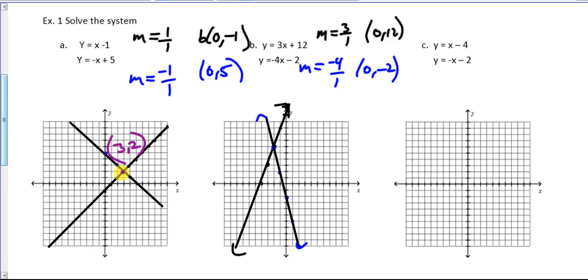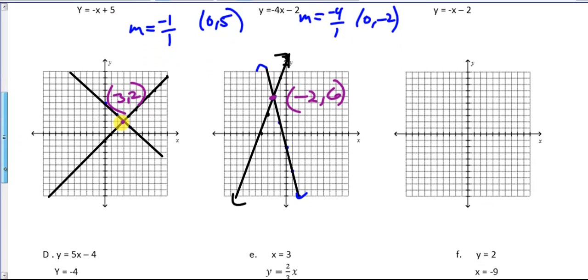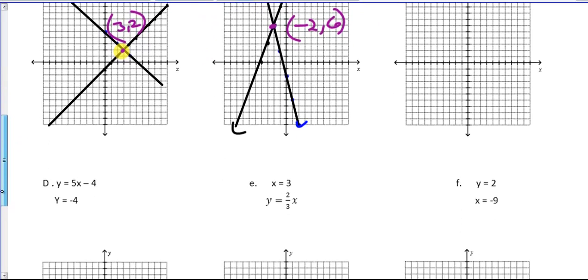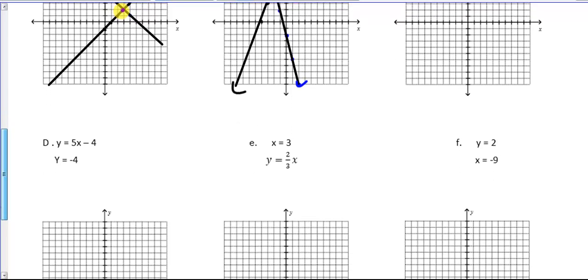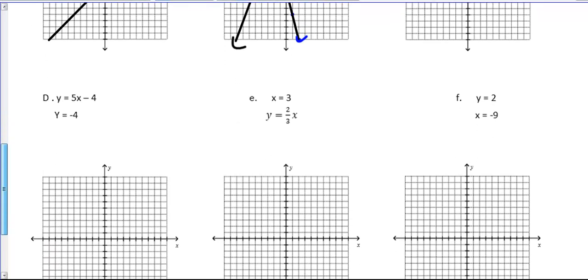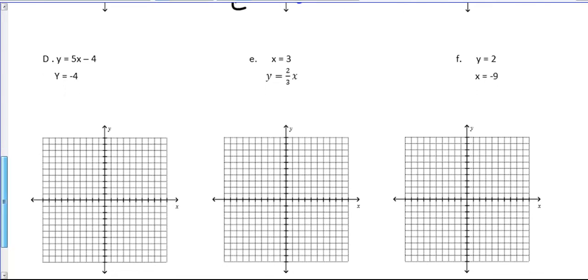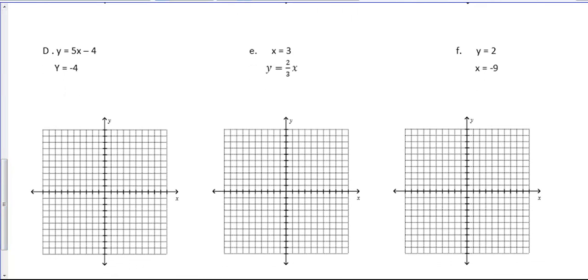Alright, they are going to meet right at this point right here, which is negative 2, 1, 2, 3, 4, 5, 6. Negative 2, 6. Alright, we'll skip C for now. We'll end up doing that in class. Alright, we're actually going to skip D as well. Alright, and we are going to do problem E together right now as our last example.